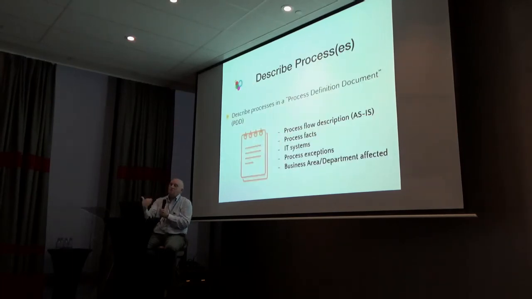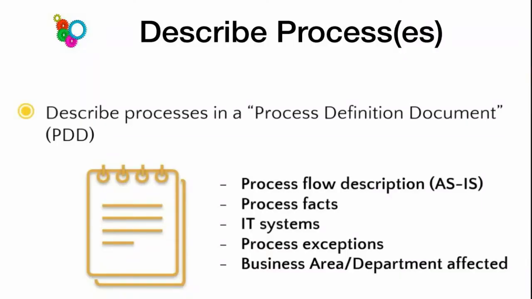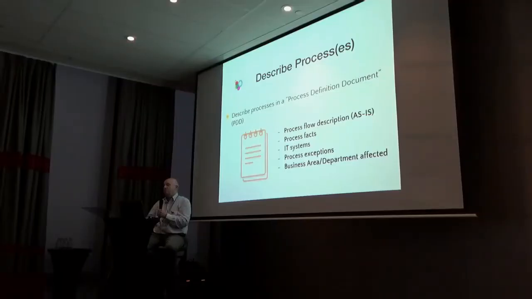After, when you have chosen your process, you must describe step by step the process flow, what it is exactly, process facts, the IT systems that you want to use, process exceptions, business area, and departments affected, because of change resistance. You must know everything about the process.